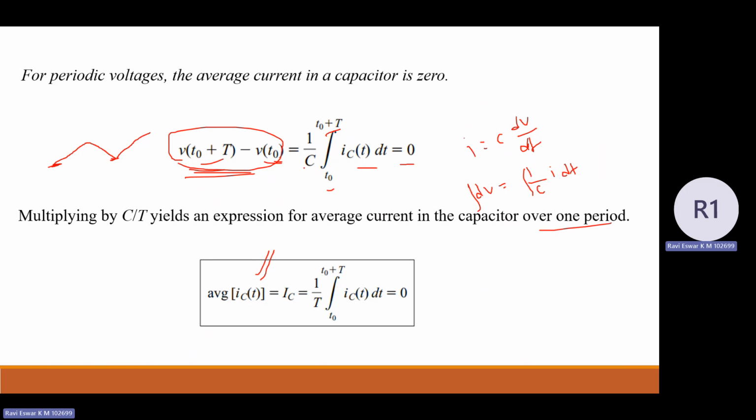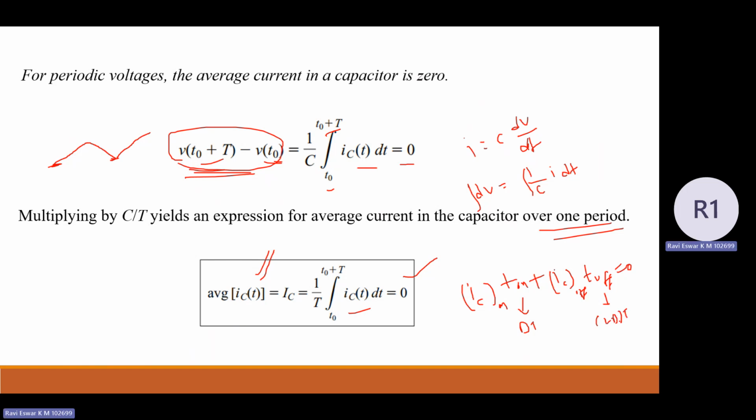So again, if you just multiply with C by T, I can get this expression. From this expression, I can say that the average current through a capacitor over one period is equal to 0. That is, the capacitor current during the on state into T on plus the capacitor current during the off state into T off equals 0. Again, you can say T on is D into T and T off is (1 minus D) into T.